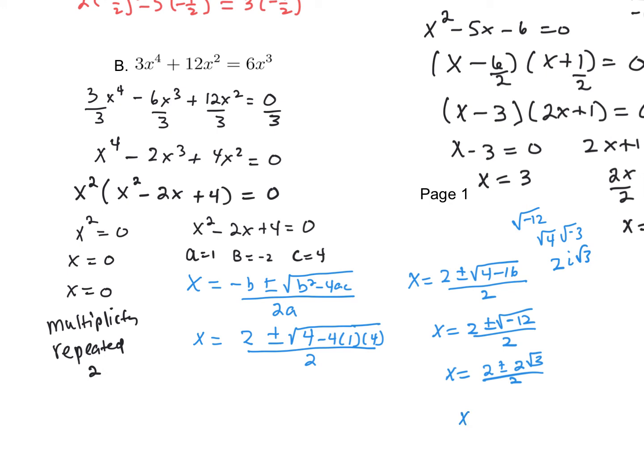Okay, you're going to be able to factor out a 2. So it's 1 plus or minus the square root of 3. And of course, I'm missing i. So your roots are going to be x equals 0, x equals 1 plus or minus i square root of 3.